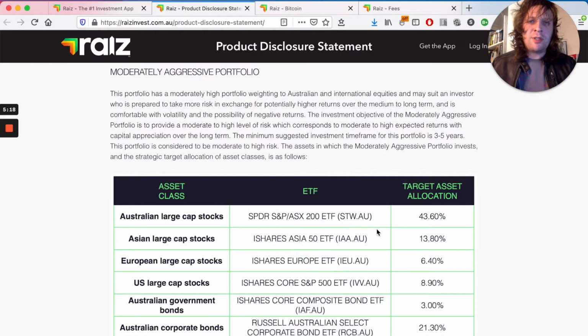So on Raiz's website, it has a breakdown for the moderately aggressive portfolio. As you can see here, the portfolio is heavily invested in Australian shares, so 43.6% of your money will go into an Australian large cap ETF, and then it has another 13.8% in Asian shares, another 8.9% in US shares, there's European shares you can see there, and it balances these aggressive options out with smaller allocations into safer investments like the government bonds, the cash.